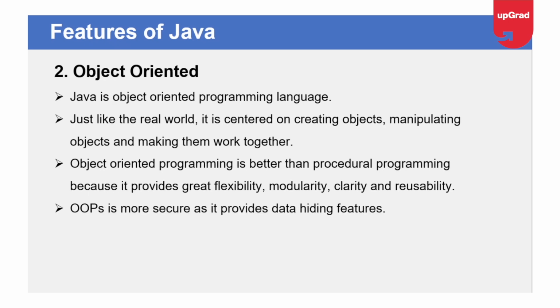Secondly, Java is object oriented. Being object oriented means it's just like the real world. It is centered on creating objects, manipulating objects, and making them work together. It is, of course, better than procedural programming because it provides great flexibility, modularity, clarity, and usability. We have already discussed all this in our last video. Object-oriented programming is also more secure as it provides data hiding features.